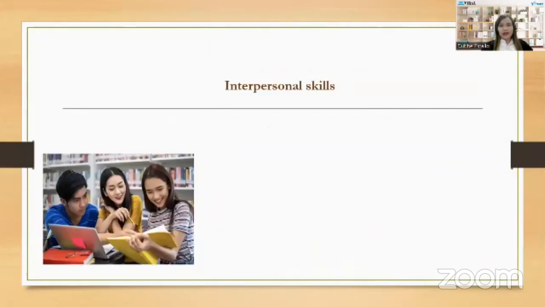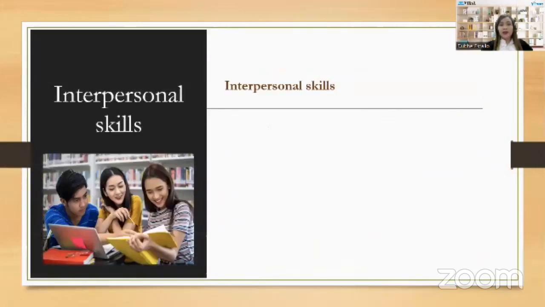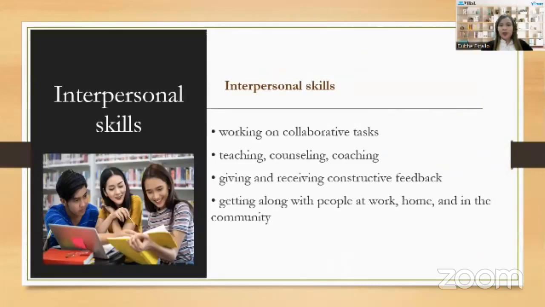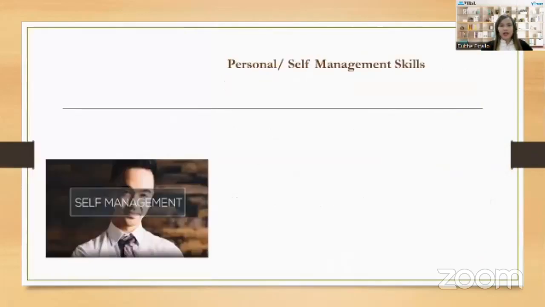Now, interpersonal skills are also not to be left untaught or underemphasized because these are equally important for our students' future. They would have to learn how to work on collaborative tasks. They would also need interpersonal skills when they decide to take on careers that involve teaching, counseling, coaching, mentoring, supervising, even leading. When they need to give and receive feedback, both constructive and otherwise. When they have to get along with people at work, at home, and in the community in general.